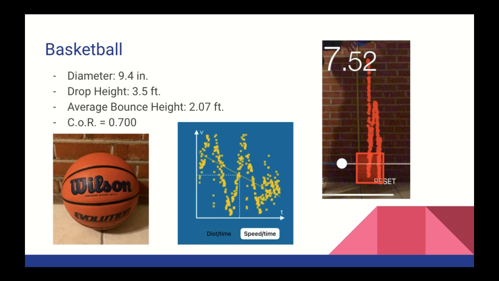The next ball that was tested was a basketball. This basketball had an average bounce height of 2.07 feet, which added up to a coefficient of restitution of 0.7. As you can see, the same graph is displayed as for the lacrosse ball, and then a screenshot of the app image of the tracker going up and down with the ball as it followed the motion of it.